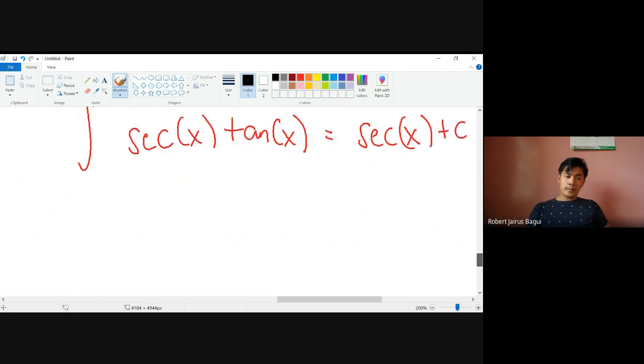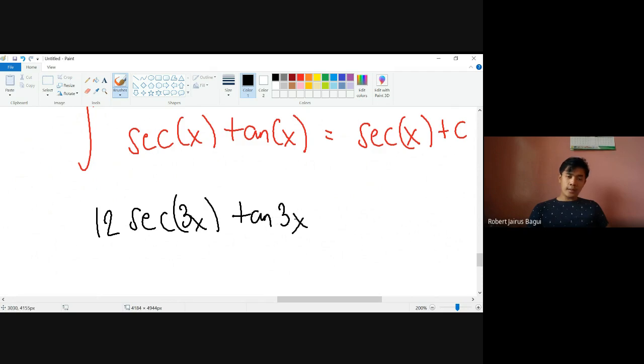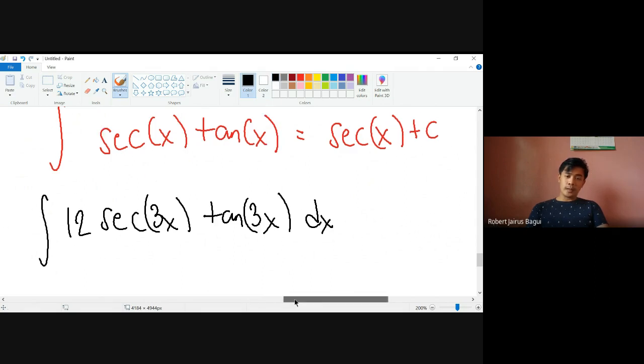Ano to? For example, 12 secant 3x tangent 3x. Notice na parehas pa rin yung nasa loob nito. Kung nagkataon na secant 3x tapos tangent x, hindi na magiging applicable agad itong formulang ito. So dapat magkapareho yung nasa loob ng secant and yung tangent bago mag-proceed sa binigay na formula.